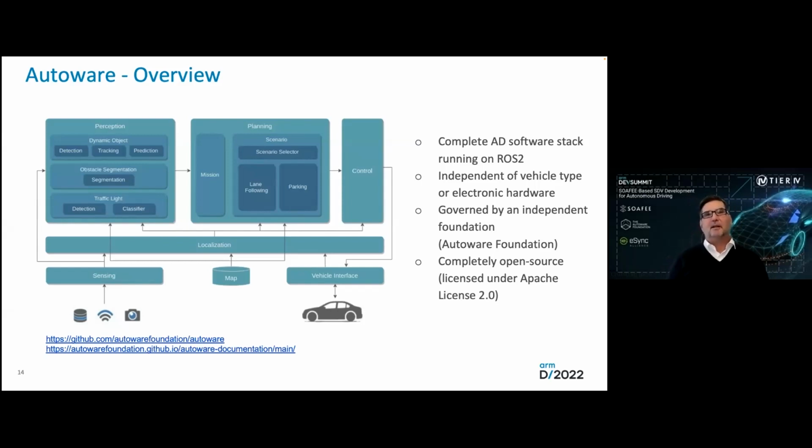Autoware is independent of vehicle type. It's been adopted into all form factors of vehicles with different sensor suites. It's governed by the Autoware Foundation and completely open sourced under the Apache 2.0 licensing framework. There's some useful links here from the Autoware Foundation where you'll find documentation, including architecture specifications, start guides, tools that are useful for working with Autoware and so forth. And of course, the Autoware open source software.